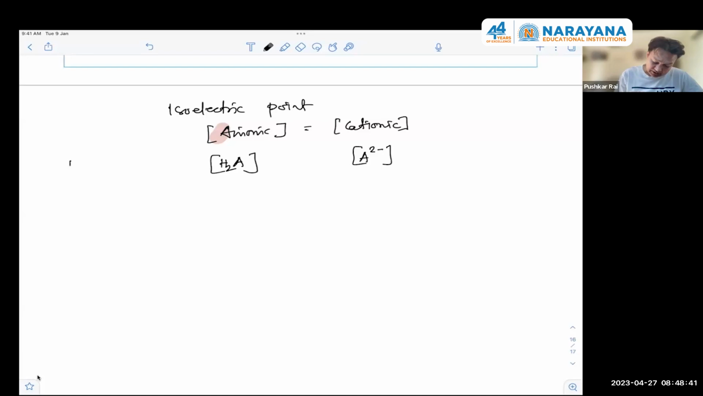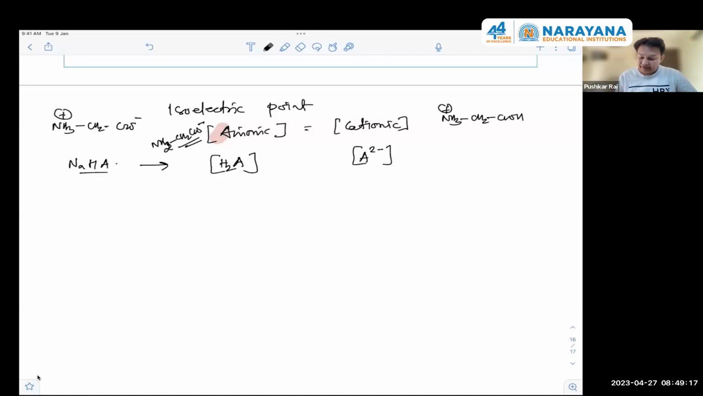If I talk about NaHA, then this should be there. And if I talk about the amino acid, then the amino acid is NH3 plus CH2 COO negative. In that case, the cationic form will be NH3 plus CH2 COOH, and the anionic form will be NH2 CH2 COO negative. So exactly they should be the same.